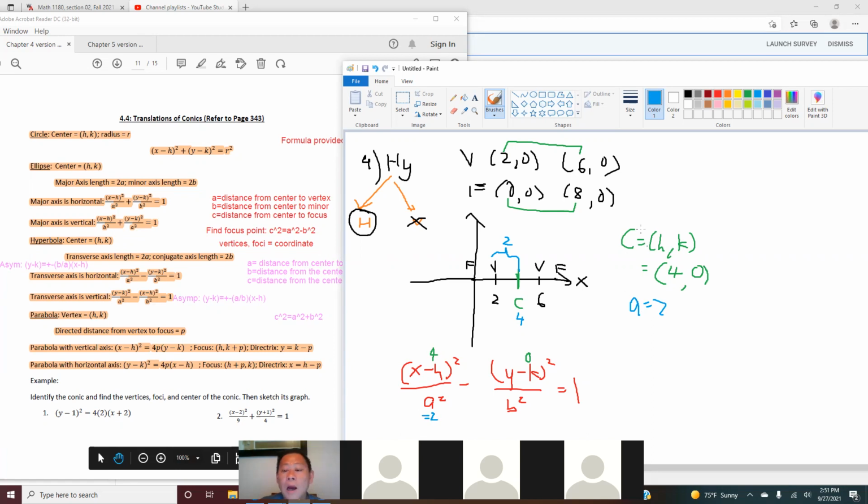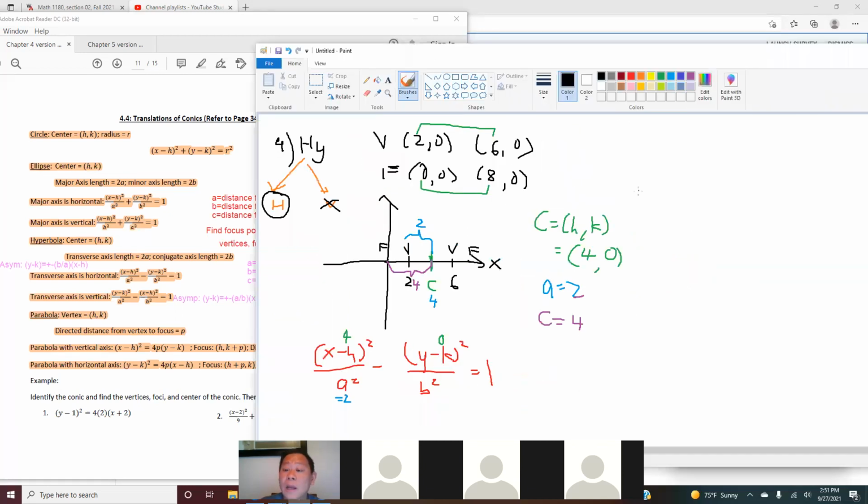Okay. Now we need to know the foci. The foci is from here to here. So what is the distance from the center to the foci? 4. And is that A, B, or C in this case? That will be your C. So again, what is missing here is B. So you just need to solve for it using the Pythagorean theorem.